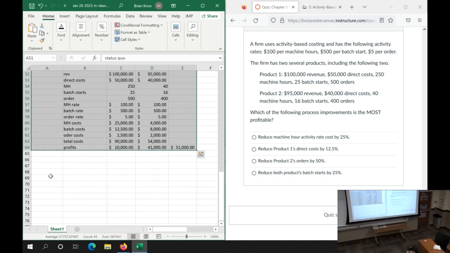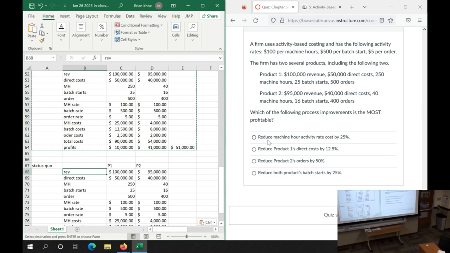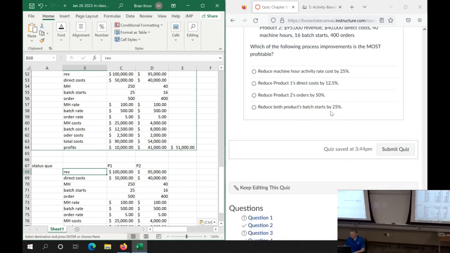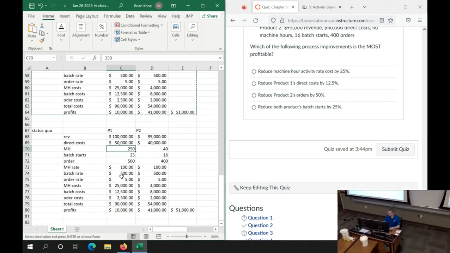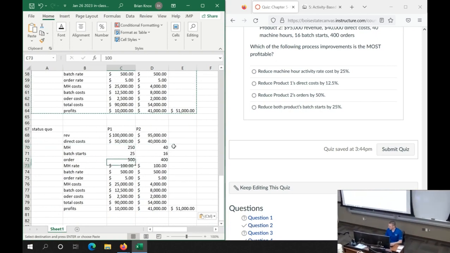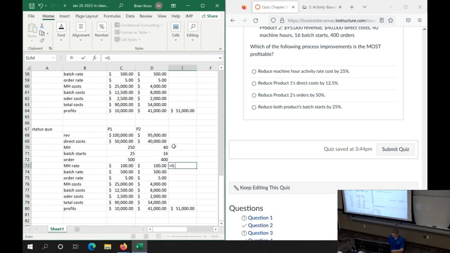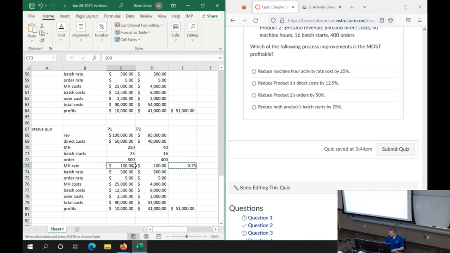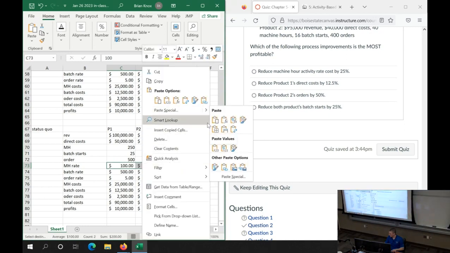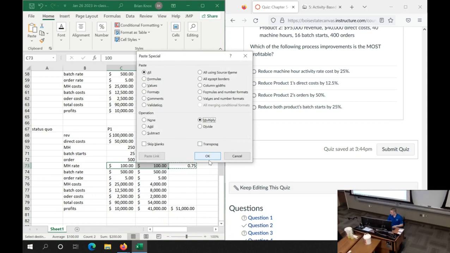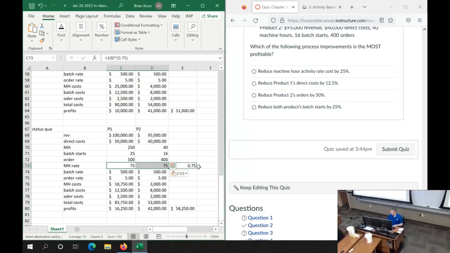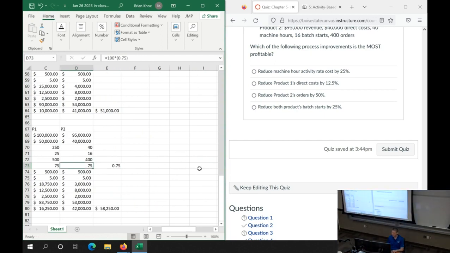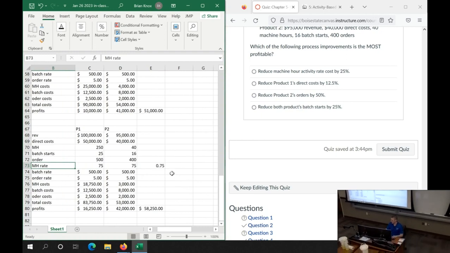Now, let's see what happens if we reduce the machine hour activity cost rate by 25%. Okay, let's go in here. Machine hour rate. Oh, here it is right here. So we want it to be 75% of what it is, which means reduce it by 25%. I'm going to do something fancy here. I'm going to paste special and multiply. So I'm going to multiply these two by the 75% there. I know, I could have been less fancy and just put 75. But I like to feel special, so I paste special sometimes.